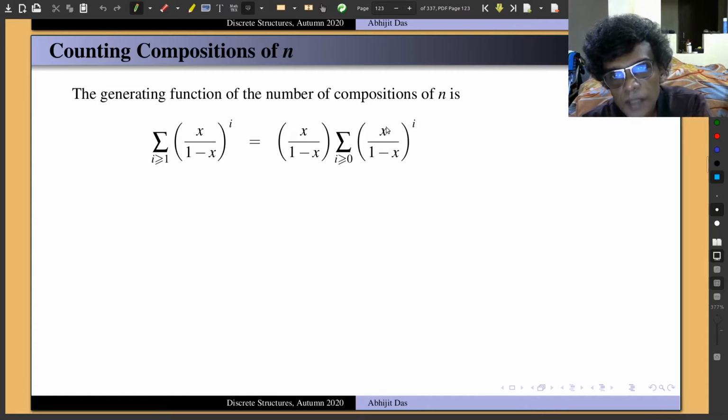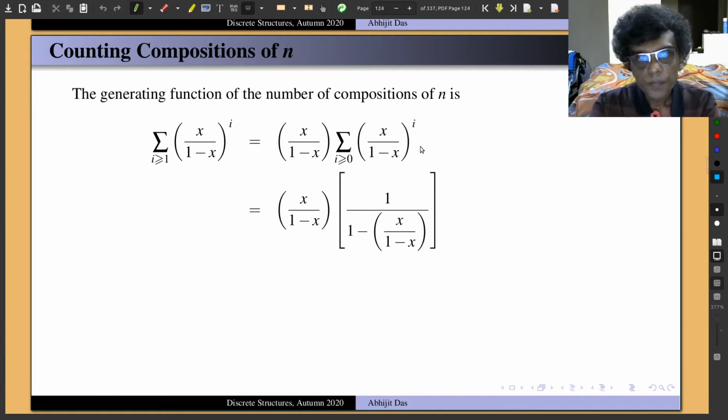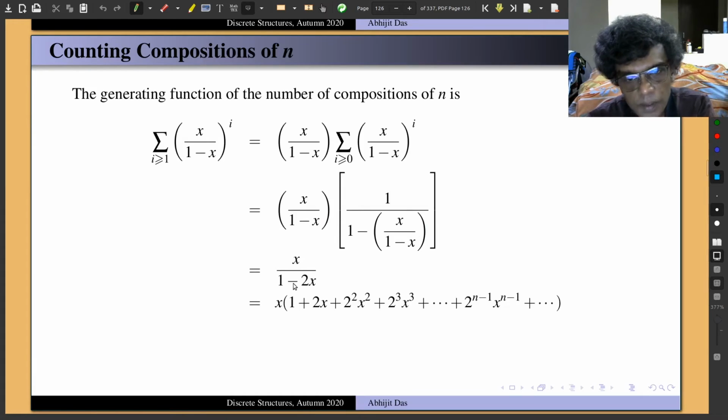This is 1 plus this quantity square plus this quantity cube, and I can use that formula 1 over 1 minus this quantity. Okay, and this simplifies to x over 1 minus 2x. Okay, now if I expand this 1 over 1 minus 2x, this looks like this.